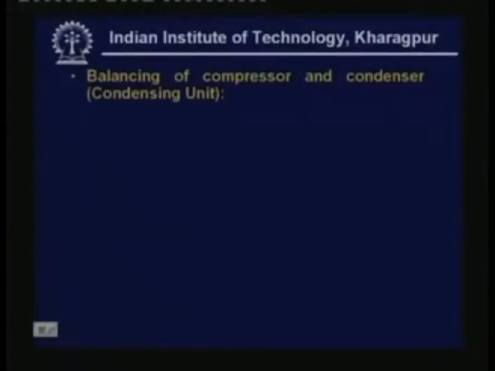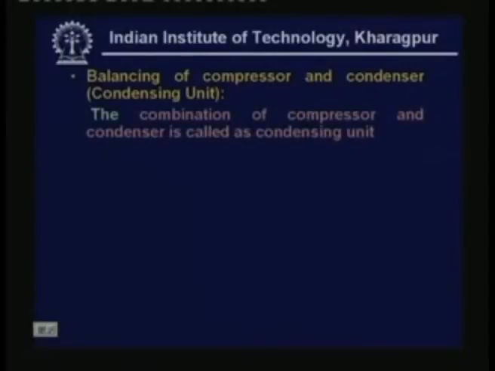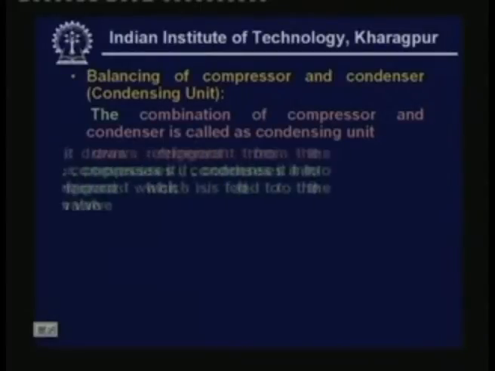Now let us do the balancing of components. First, let us do the balancing of compressor and condenser. This is known as a condensing unit. The combination of compressor and condenser is called a condensing unit.